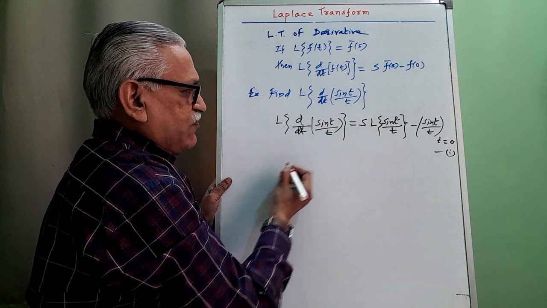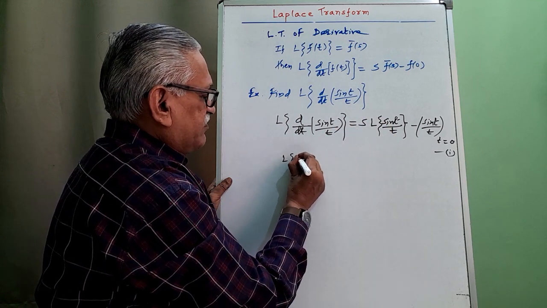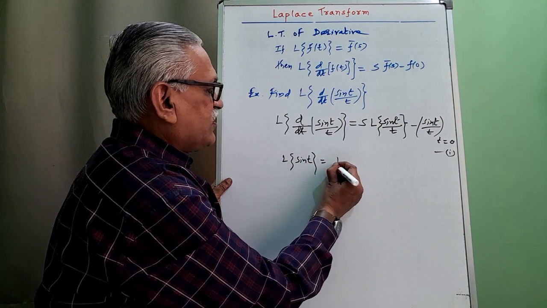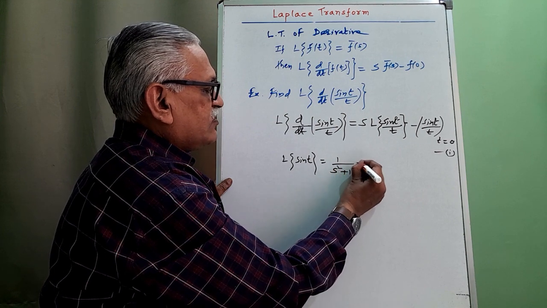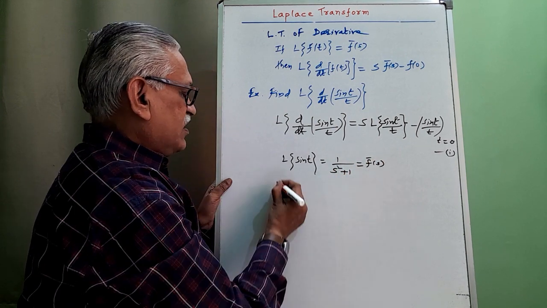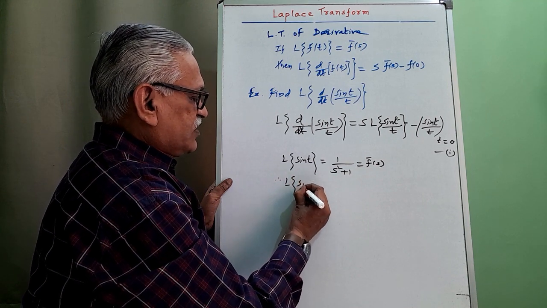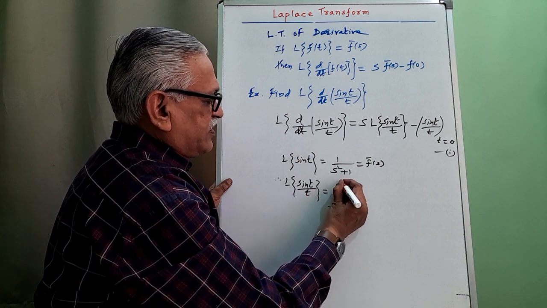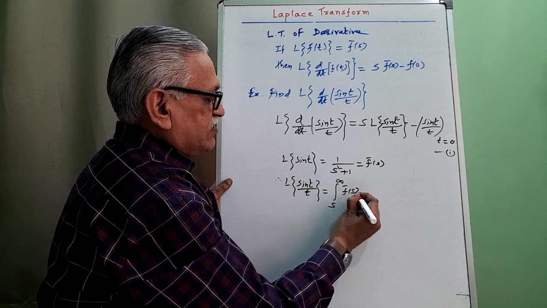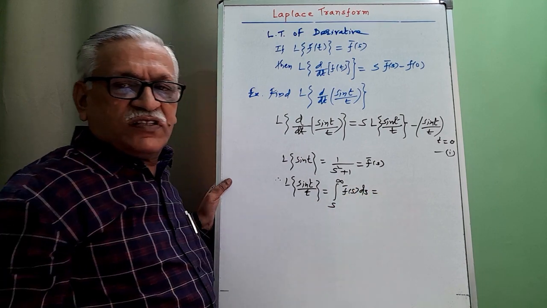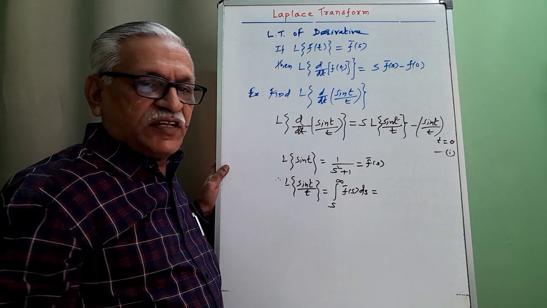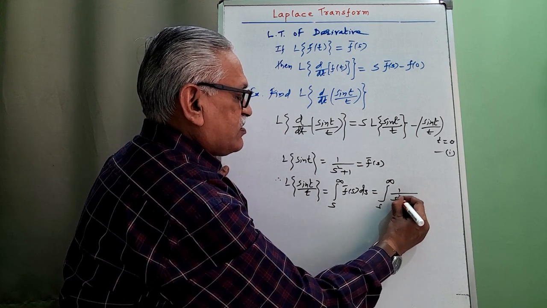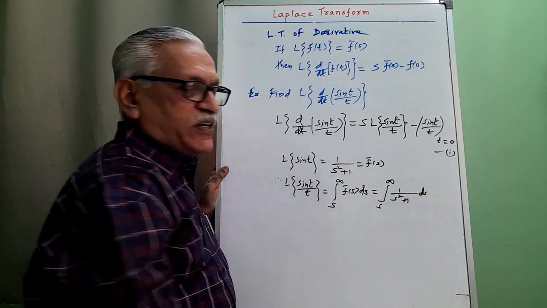Therefore, performing the step, we know that the Laplace of sin at is a upon s square plus a square. A is here 1. Therefore, it is 1 upon s square plus 1. We call this f bar of s. And therefore, Laplace transform of sin t by t is integration from s to infinity of f bar of s with respect to s. Just I have discussed this theorem. Then it is integration from s to infinity of 1 upon s square plus 1, its integration with respect to s.